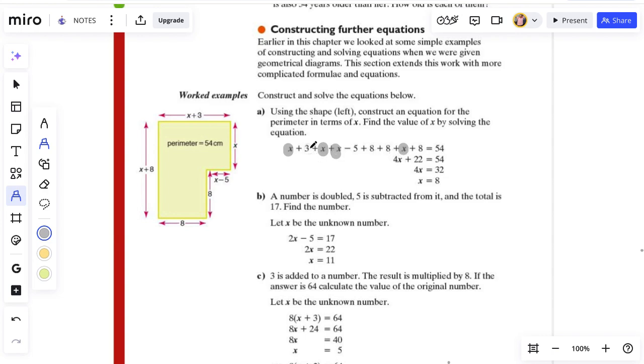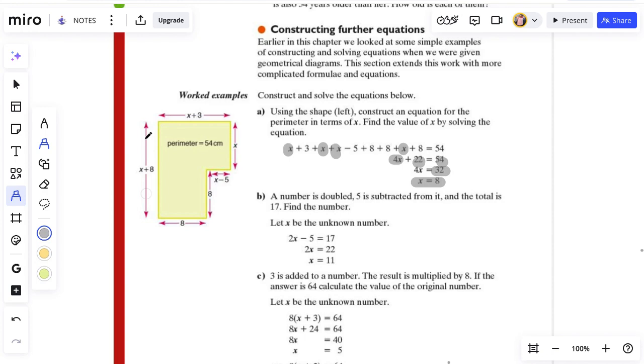Add all the numbers. 3 minus 5, you get negative 2. Plus this, plus another 8, and you get 22. So that's how you got this 22. So this is 4x plus 22 equal to 54, which is the perimeter. This has become a simple equation now. You solve it. You move 22 to the right, it becomes 54 minus 22, you get 32. Divide both sides by 4, you get x equal to 8.